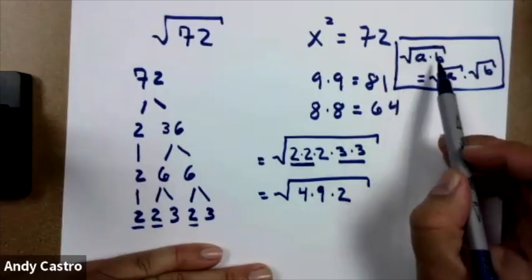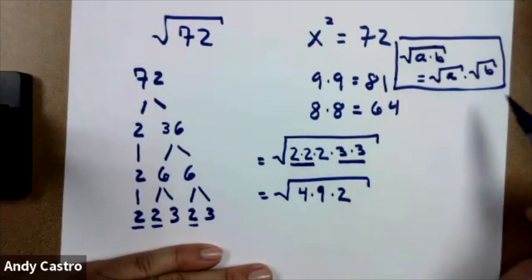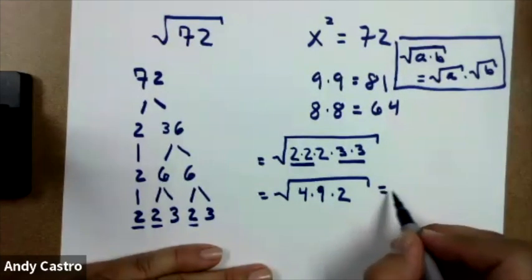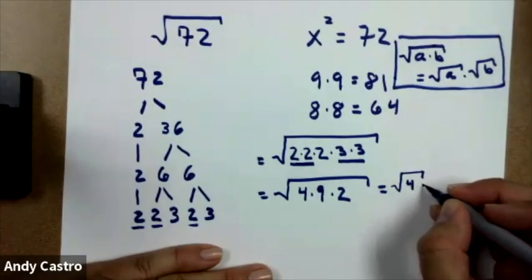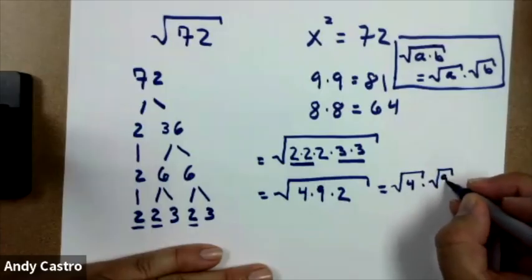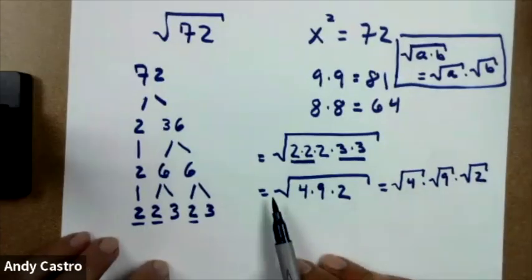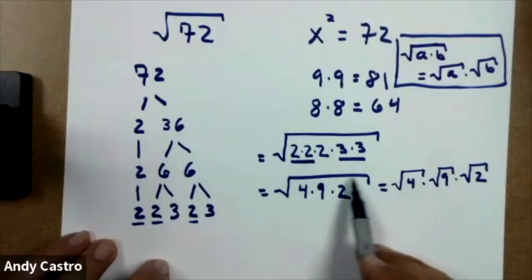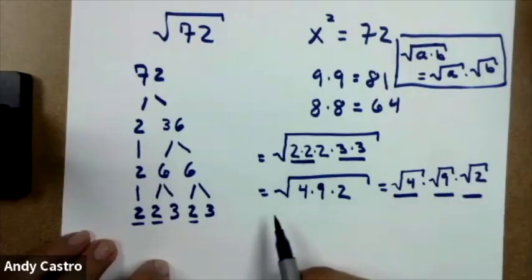The radical of A times B is the same thing as the radical of A times the radical of B. So here, the radical of 4 times 9 times 2, I can split the radical over each one of those: the radical of 4 times the radical of 9 times the radical of 2. As long as they're all underneath the same radical, I can split them up into individual radicals as long as they're being multiplied.